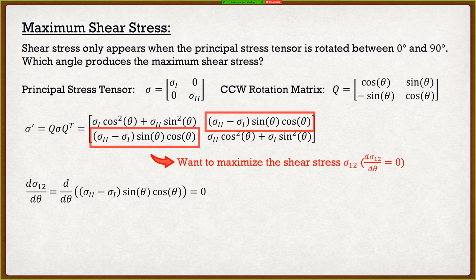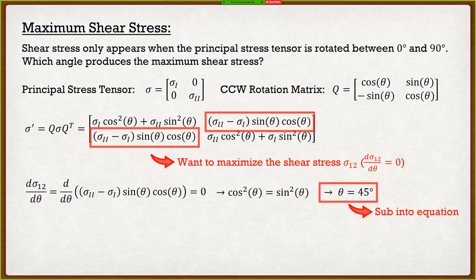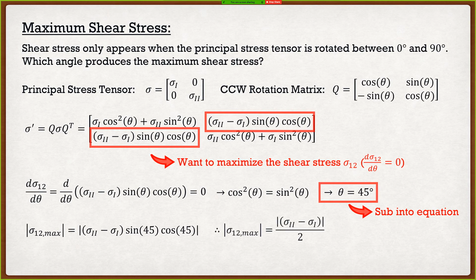So I have one equation with one unknown. I get that cosine squared of theta is equal to sine squared of theta. Therefore, if I'm only interested in the domain between 0 and 90 degrees, my only solution is going to be 45 degrees. I take that 45 degrees, I substitute it into my equation, and I get that sigma 1,2, or the maximum shear stress for component sigma 1,2, is equal to sigma 2 minus sigma 1 times sine 45 times cosine 45. Therefore, I get that the maximum shear stress is half of the difference between the two principal stresses. So hopefully that makes sense to you guys.